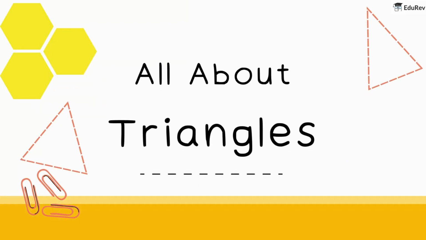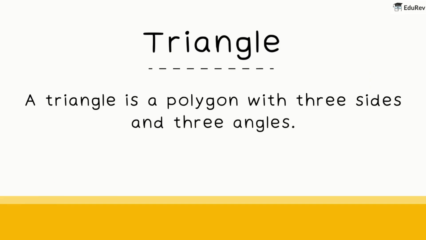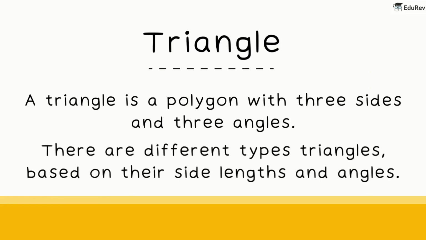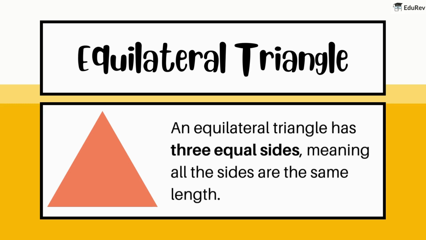Now, let's talk about triangles. A triangle is a polygon with 3 sides and 3 angles. There are different types of triangles based on their side lengths and angles. Let's look at them. Firstly, we have the equilateral triangle. An equilateral triangle has 3 equal sides, meaning all the sides are the same length.